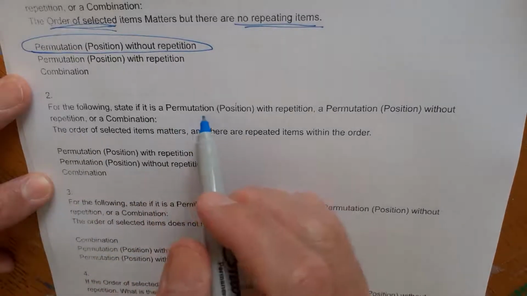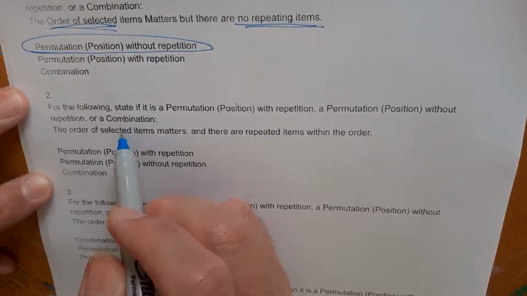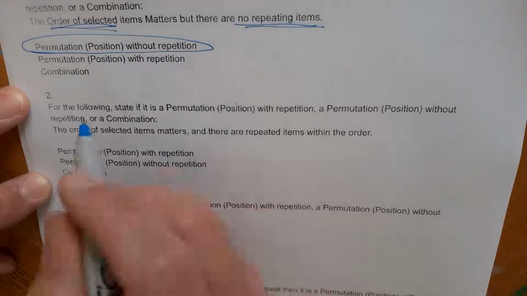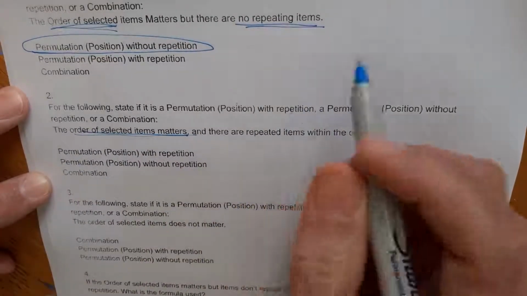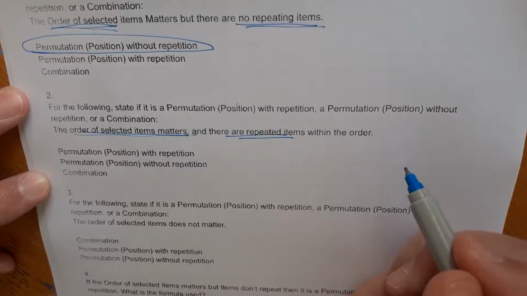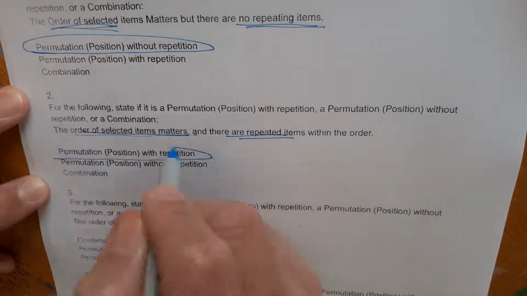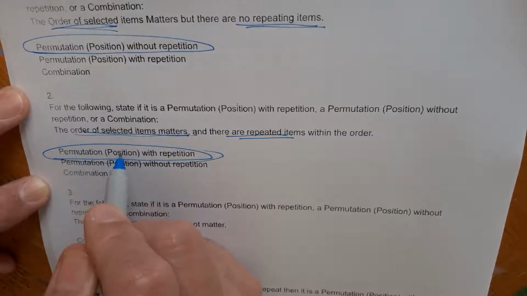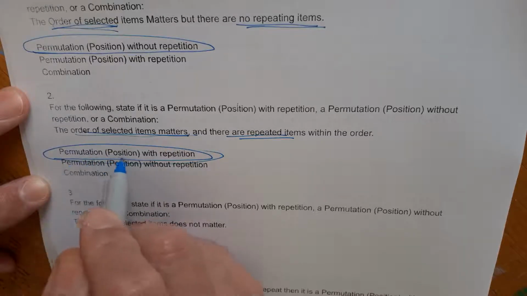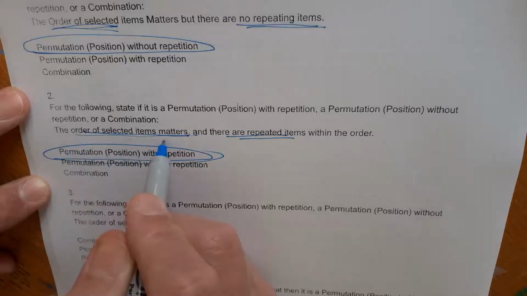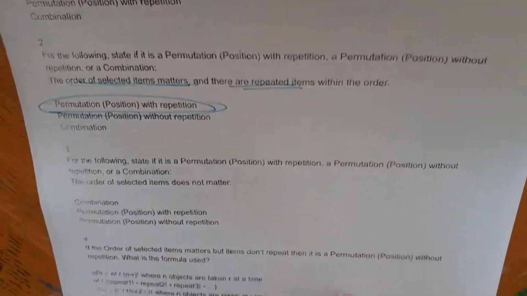For the following, state if it's a permutation with repetition, a permutation without repetition, or a combination. This one says the order of selected items matters. Again, just like the prior problem, when the order matters, it's a permutation. And then they tell us straight out, there are repeated items. So it's a permutation with repetition. Repetition means repeating. The reason position is in parentheses is because that tells us the two P's match for permutation and position. That's sort of a memory aid to help us know that the order of selected items matters. The position of those items coming out 1, 2, 3 matters.